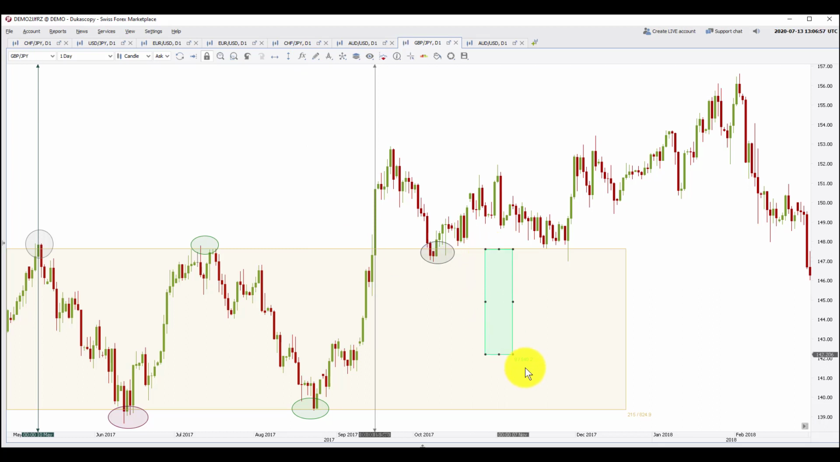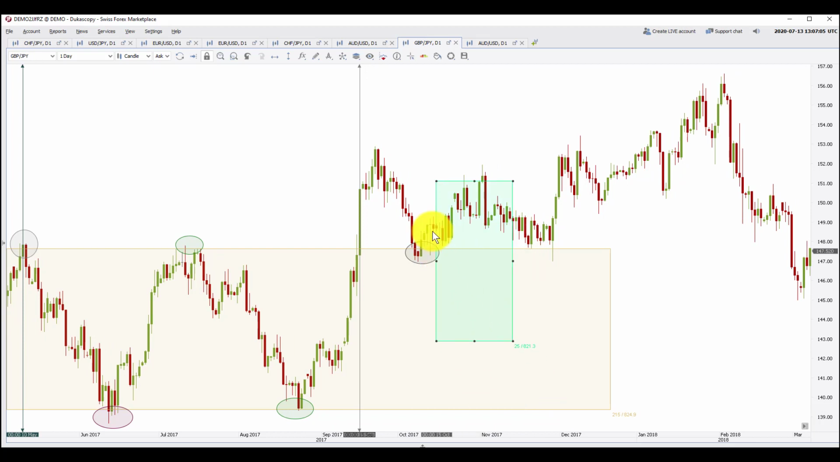The target of the pattern is equal to the height of the pattern. Now this is the height of the pattern, and it is measured from the breakout level. Let us see from the breakout level, did we achieve the target? We need to see it by extending it to the right and then putting it at this level.